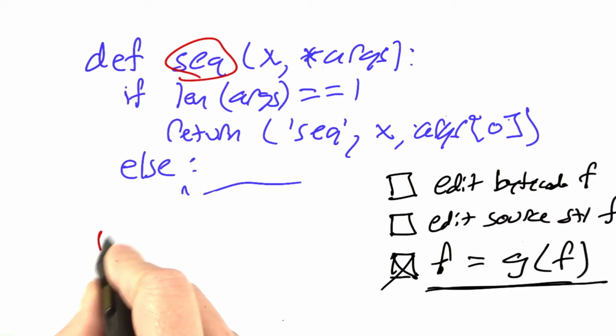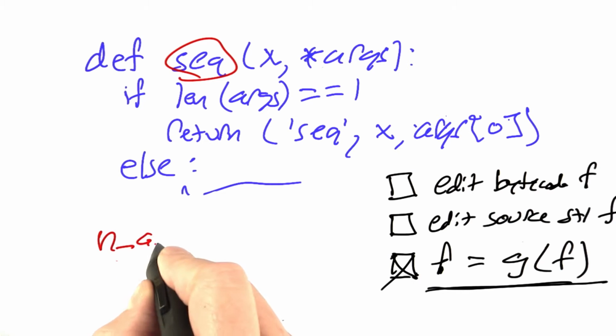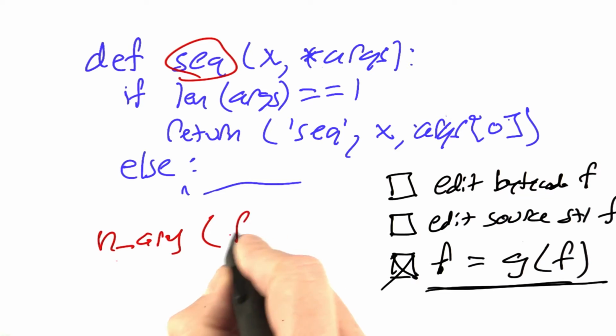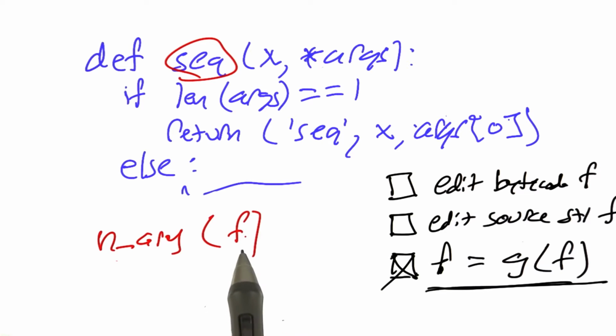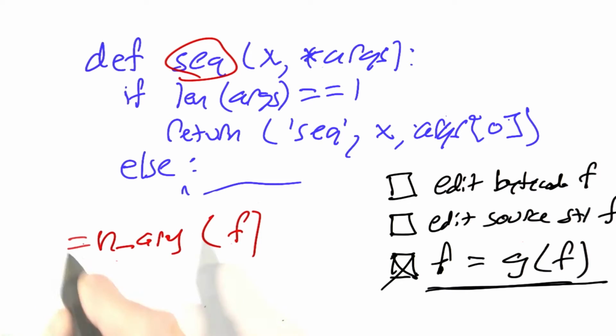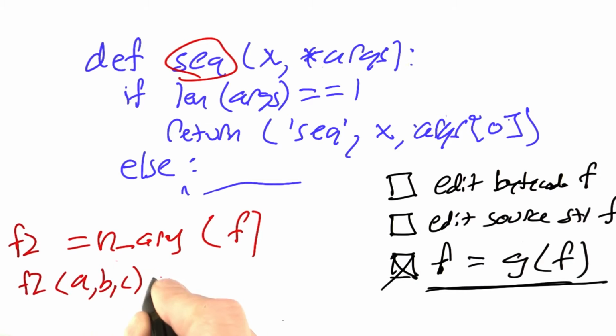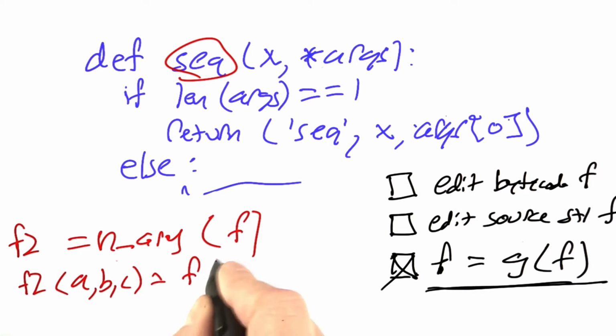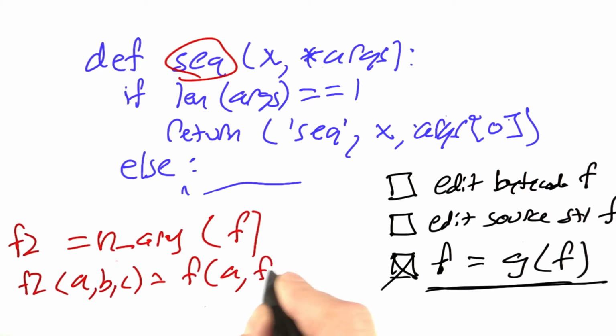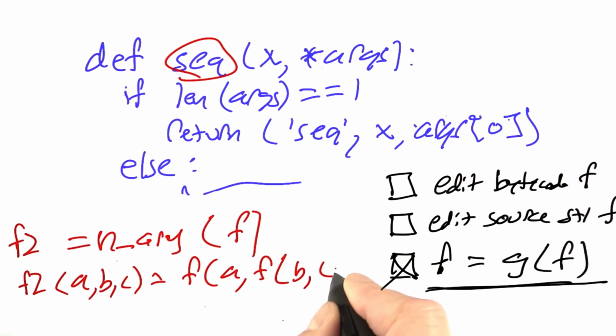And what I want to do is define a function, and let's call it nary, and it takes f, which should be a binary function, that is a function that takes exactly 2 arguments, and nary should return a new function that can take any number of arguments. We'll call this one f2, so that f2 of ABC is equal to f of A and f of BC.